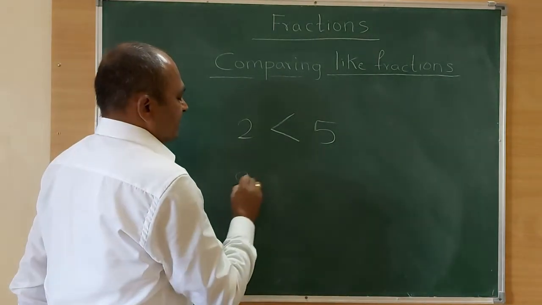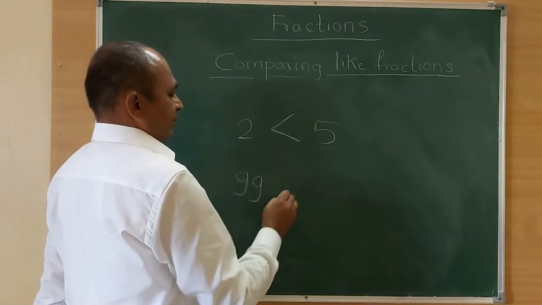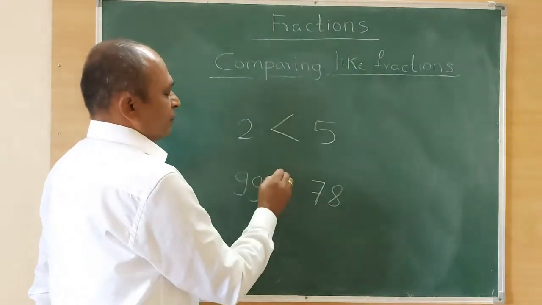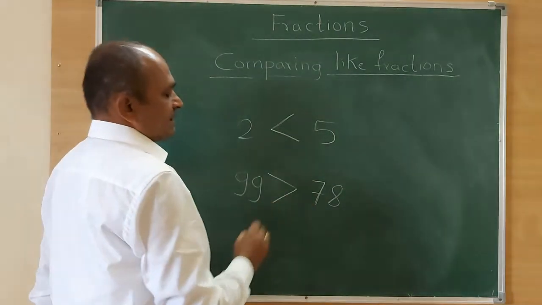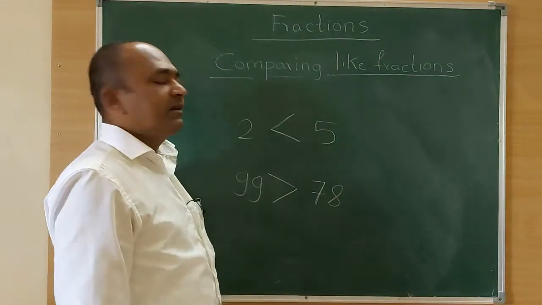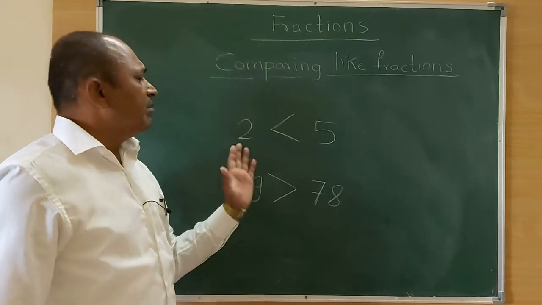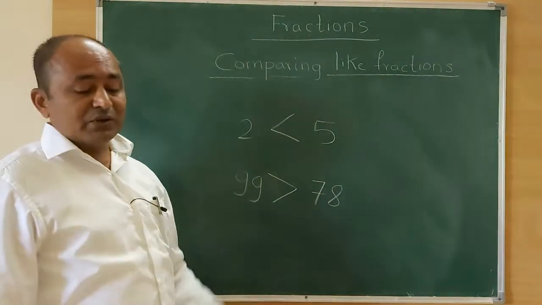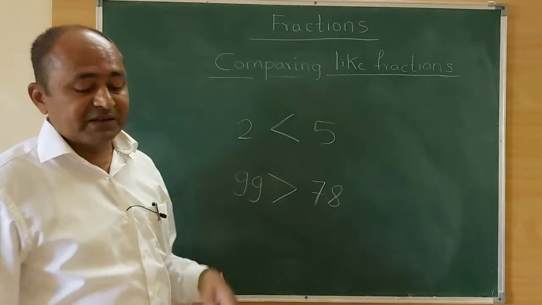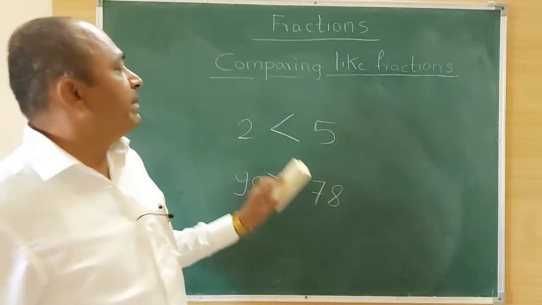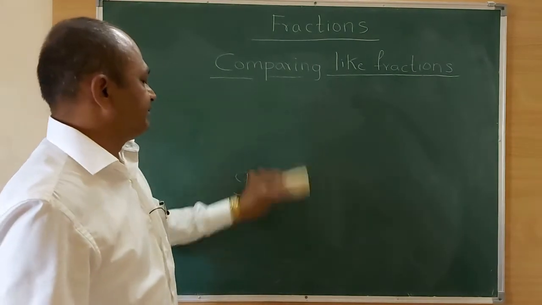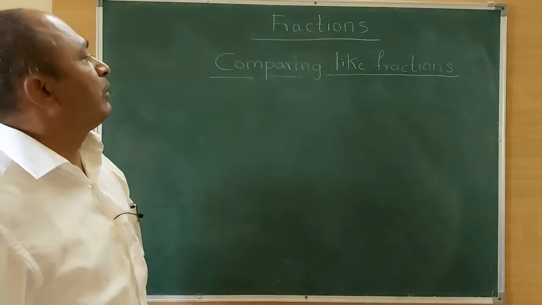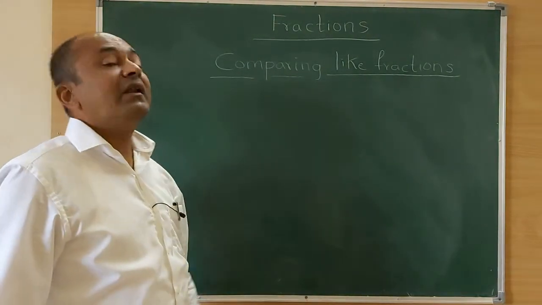Or here, if it is 99 and 78, you will write it like this: 99 is greater than 78. So in case of numbers, it's very easy to compare. But in case of fractions, if two fractions are there, how do we compare them? Which fraction is greater and which is smaller? But we will first focus on like fractions.